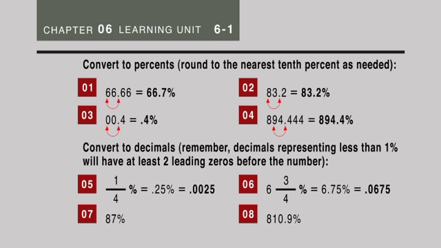Number 7 is 87%. So we're just going to simply move the decimal 2 places to the left, drop the percent sign, and we're at 0.87. Number 8 is 810.9%. We're going to drop the percent sign, move the decimal place 2 places to the left, and we have 8.109.